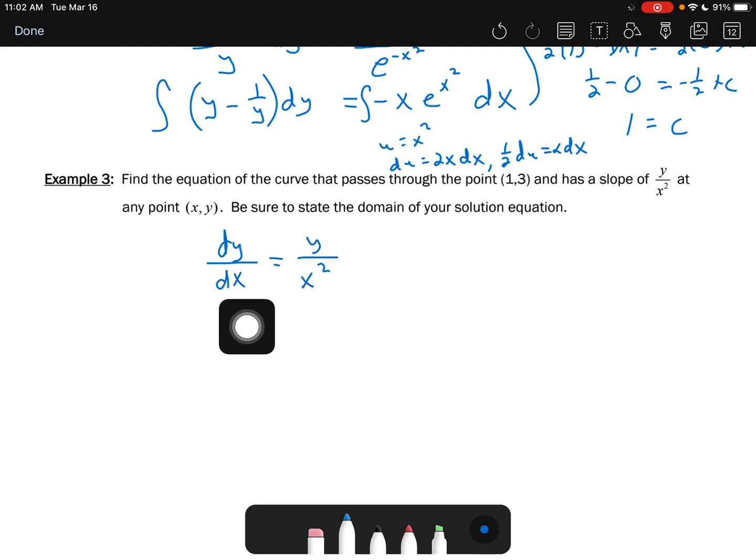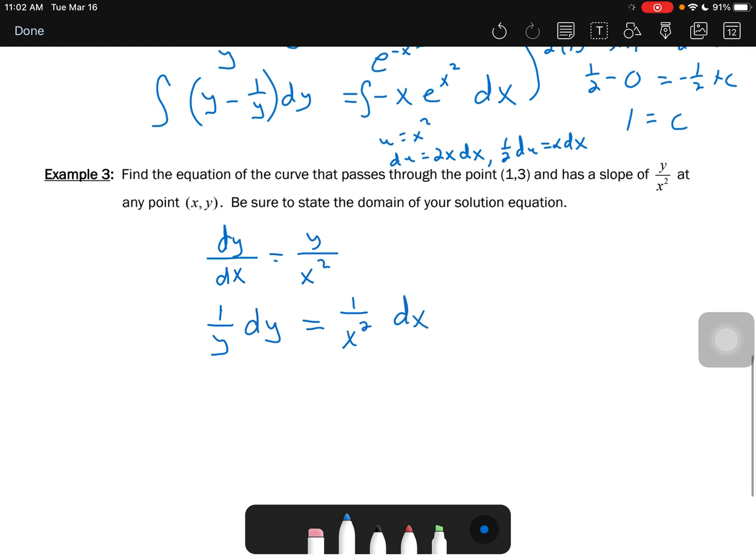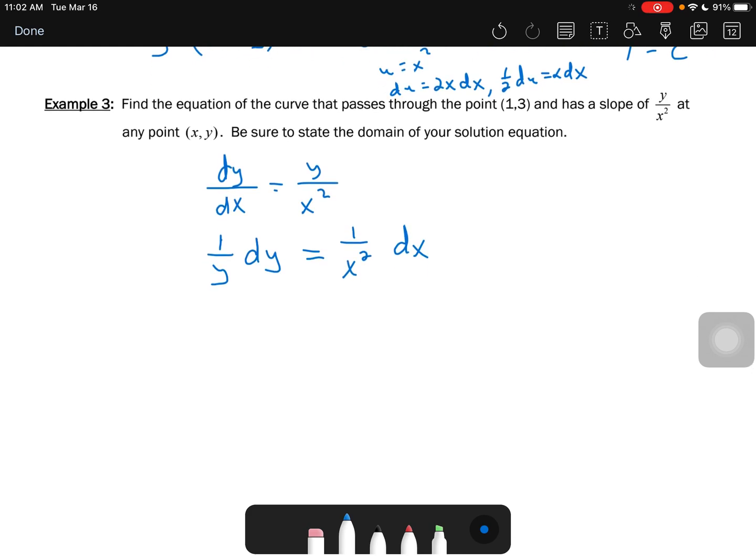That's our differential equation. So let's separate the variables, multiply the dx over to this side, and divide by the y or multiply by 1 over y. So how that is going to separate out, I'll have 1 over y dy on the left side, and I will have multiplied the dx over here, so I'll have 1 over x squared dx. Okay, and now integrating the left side, that's just going to be ln of y like we've seen before.